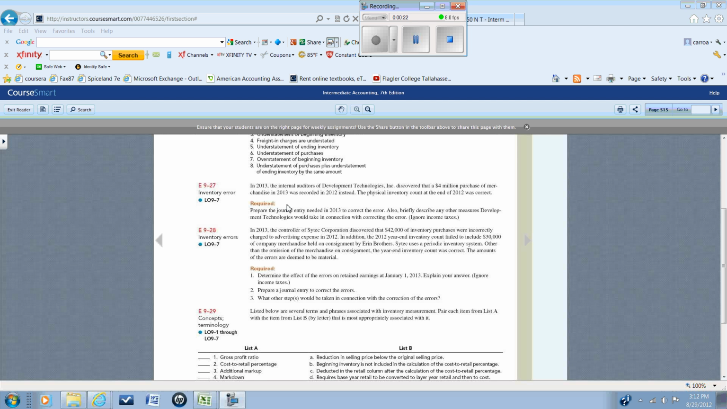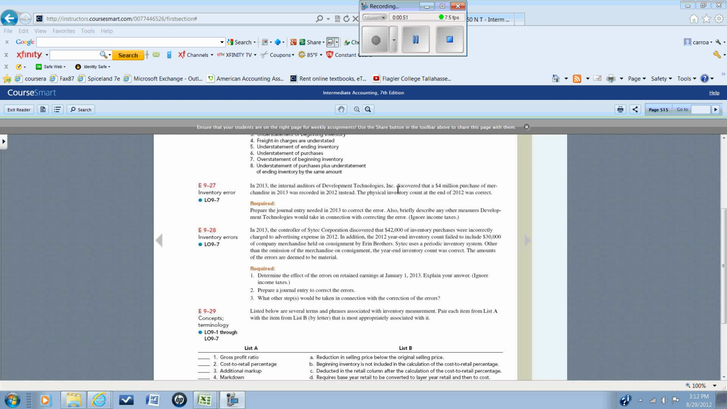In this case, the auditors for a company discovered that a material purchase that should have been recorded in 2013 was recorded instead in 2012. However, the physical inventory count of 2012 was correct. So let's think about what the effect of this was on financial reporting.